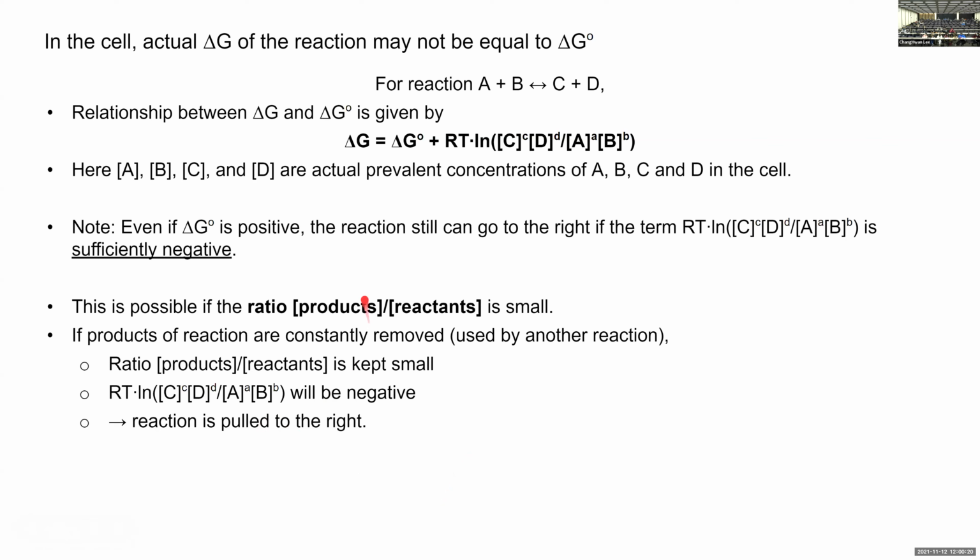In that case, the product concentration can stay really low. So again, you're going to have a really low value, which is smaller than 1, for this ratio of the concentrations to keep the delta G negative. So in that case, this reaction will still move forward and keep moving forward as long as C and D keep being cleared, removed by the other reaction.